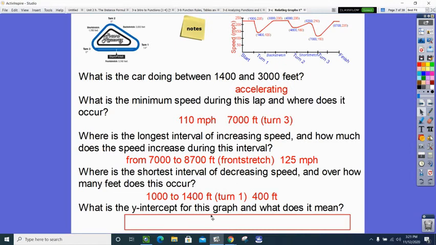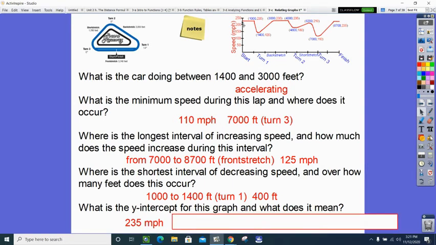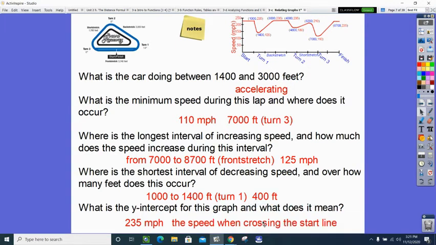What is the y-intercept? So where does this graph hit the y-axis, right? You can see it right there. And what does this mean? So it happens at 235. So at the start, that's 235. What's going on? Well, in case you've never watched racing, you're actually moving when you hit the start line. They position the cars based on qualifying, and you actually hit the start line already going 235 miles per hour.